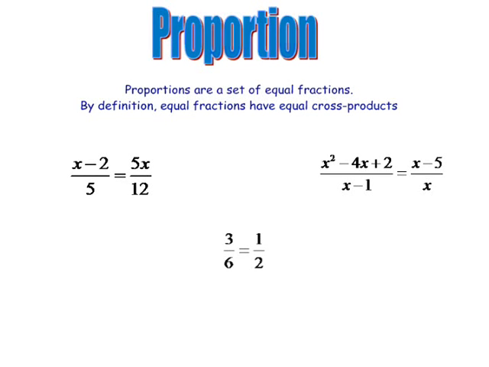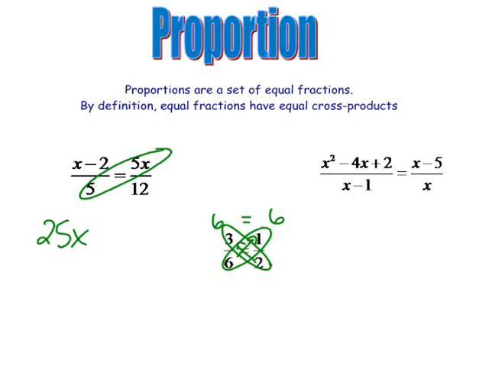All right, proportions. A proportion is a set of equal fractions, and by definition, equal fractions have equal cross products. That means when we multiply on the diagonal, 6 times 1 is 6, and 3 times 2 is 6. Those are equal. Those are your cross products when you multiply what's diagonal. So for this one, we would multiply these two, 25x, and that would have to equal these, 12x minus 24. Be sure that when you have a binomial, you multiply times both pieces.